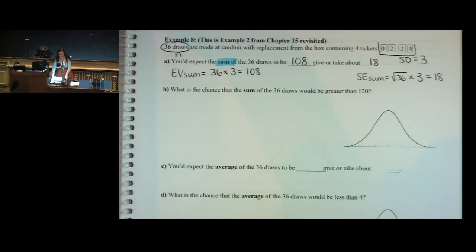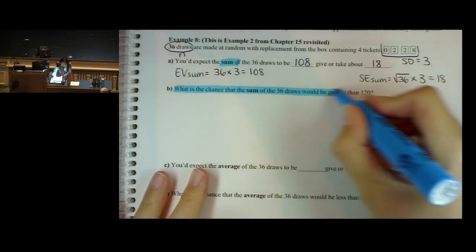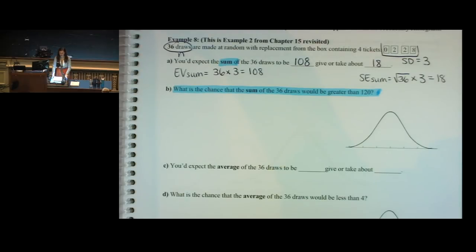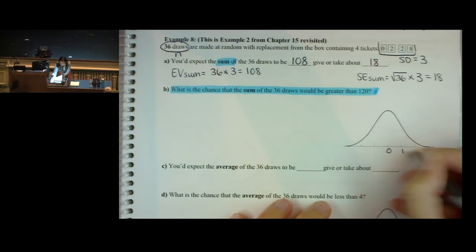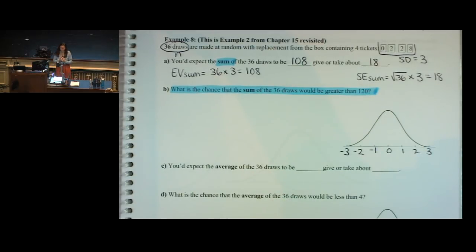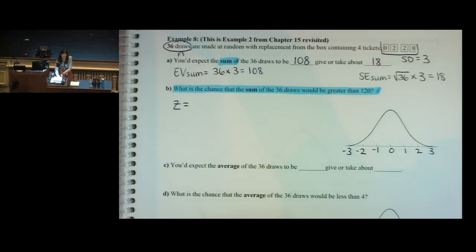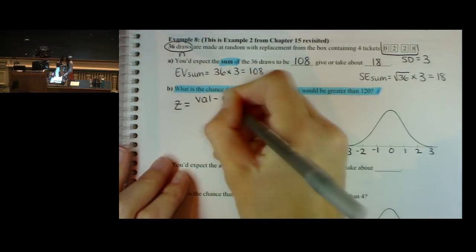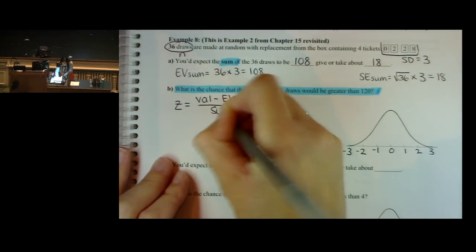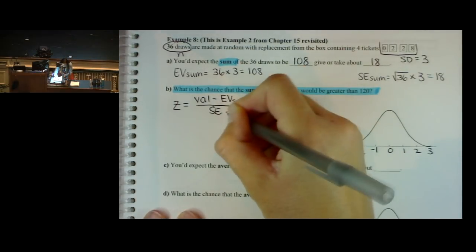Now, the second part, this is the new part of it. What's the chance that the sum of the 36 draws would be greater than 120? So again, we need to mark 120 on this curve and shade the area to the right. Okay? So to do this, I need to convert 120 to a z-score. And remember, the z-score formula is the same as before, except now it's value minus expected value divided by standard error. So I'm using basically the average and the SD for random variables. And I'm dealing with sums, so I can add that.